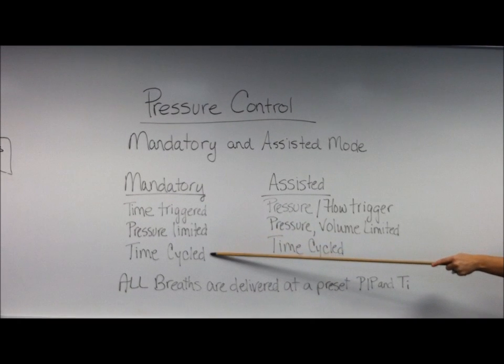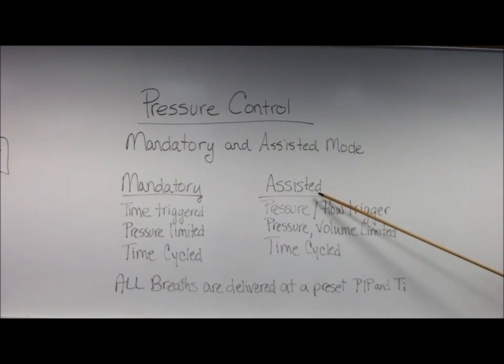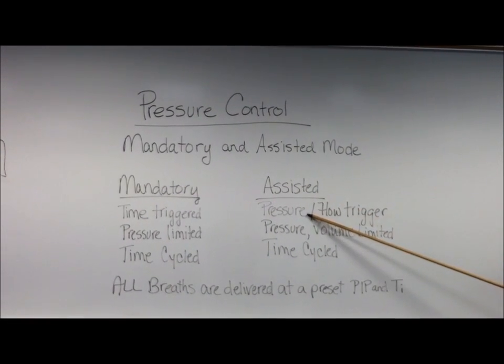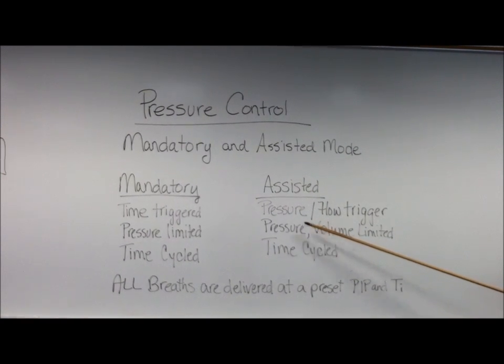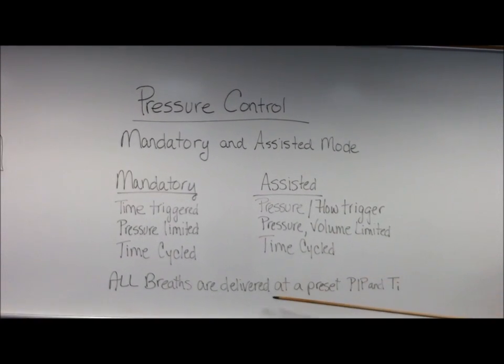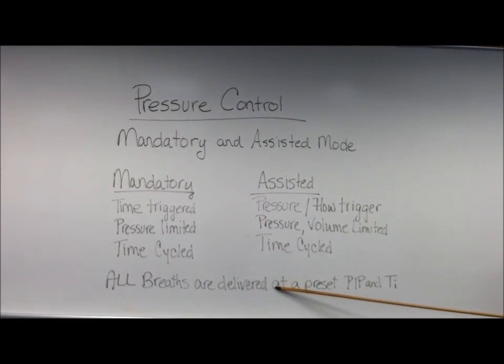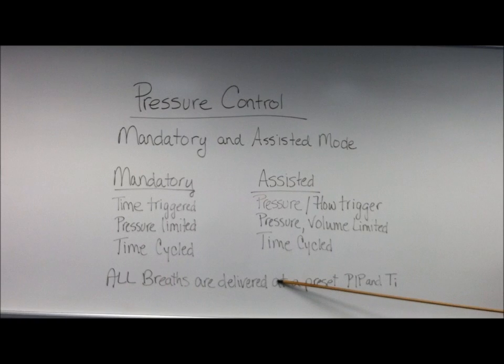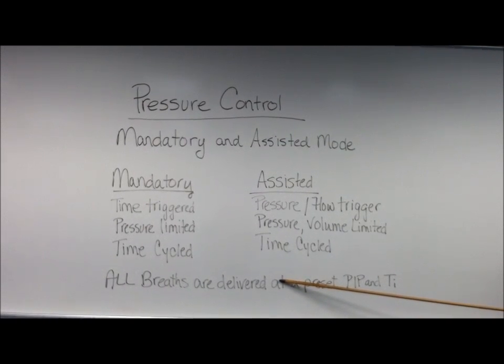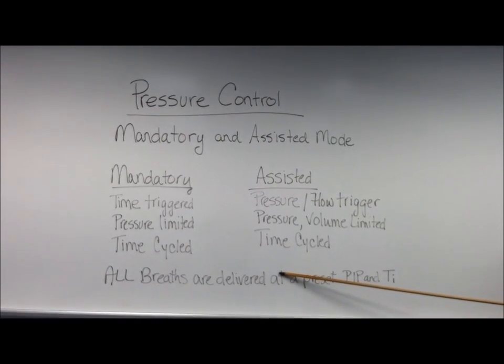Pressure limited and time cycled. When used as assisted mode, it's pressure flow triggered, pressure volume limited, and time cycled. All breaths are delivered at a preset PIP and I time. In between controlled breaths, a patient can trigger an assisted breath at the same parameters as a controlled breath.